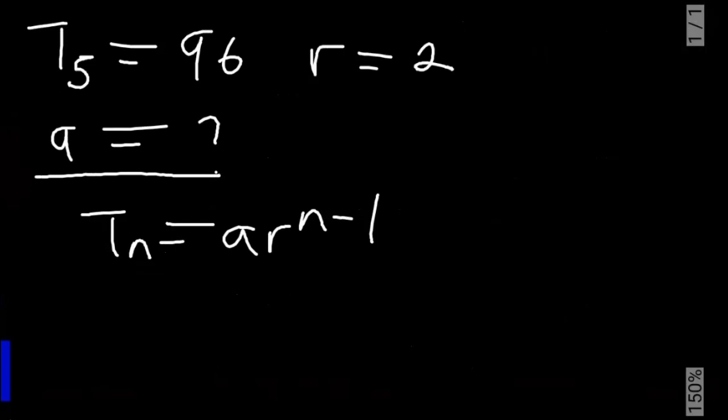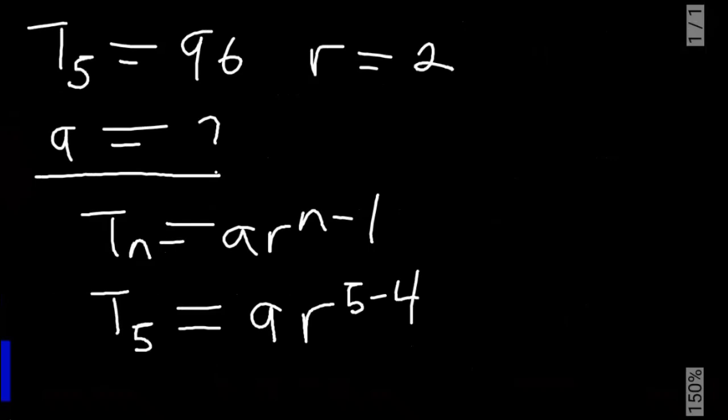So we have the fifth term is 96. Let's write out the formula for the fifth term. We have the fifth term is equal to the first term multiplied by the common ratio raised to the power of 5 minus 1. 5 minus 1 is 4.